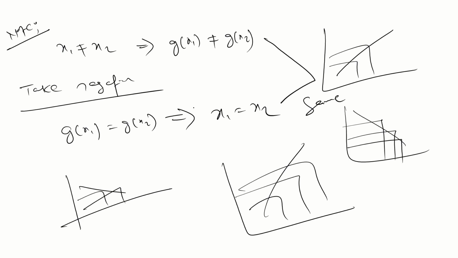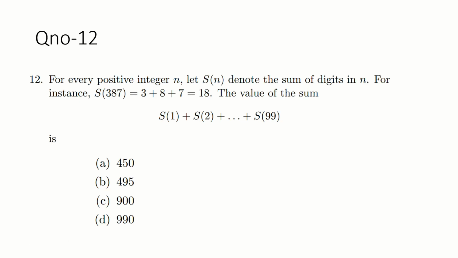Guys, write this point. This is the definition of 1-1, but if you take a negation of it or a contrapositive, you will get the same thing. So these things and these things are the same. Either you prove this or that, you will get the same result for 1-1 functions. So that is the logic behind these questions. Okay, so move to question number 12.